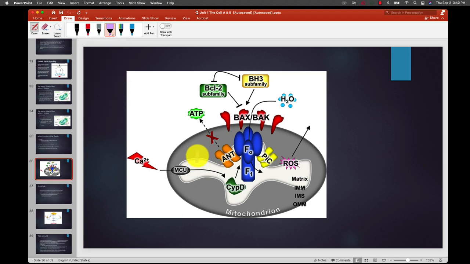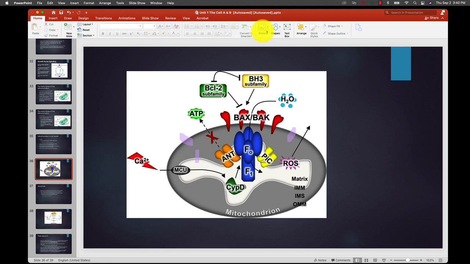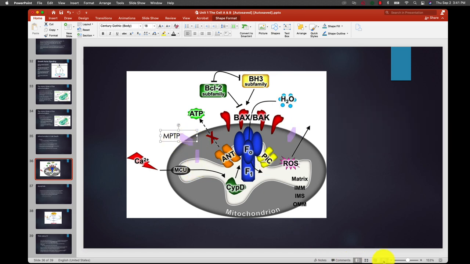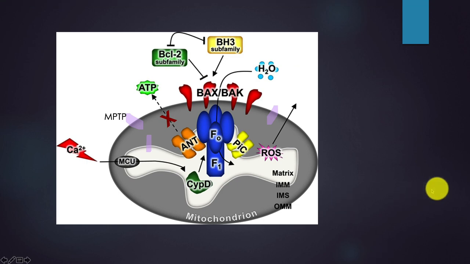This will be, and this will be, and we'll put one more here. Let me draw this for you guys. This is the MPTP, and of course it's in white, so I'm going to have to make that in black for you guys. This is the MPTP, and again, that's the mitochondria permeability transition pore. And there's a couple of them in here. I just drew them so that you can visually see them for your own sake.